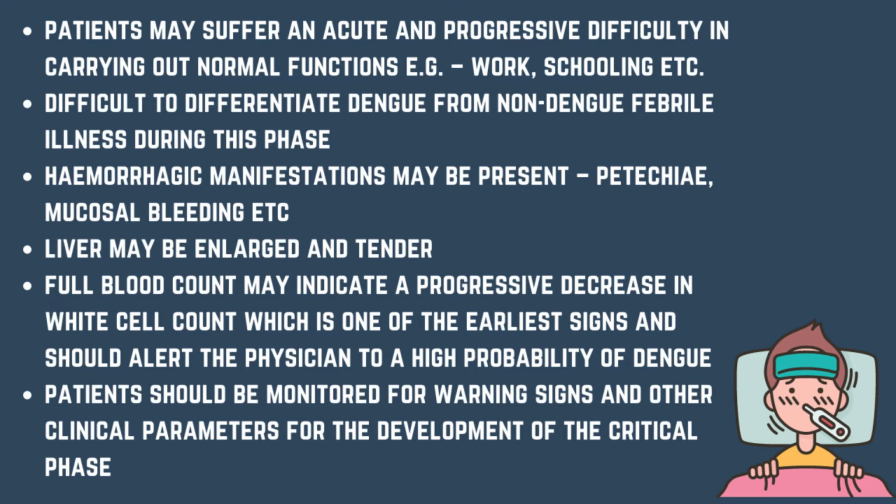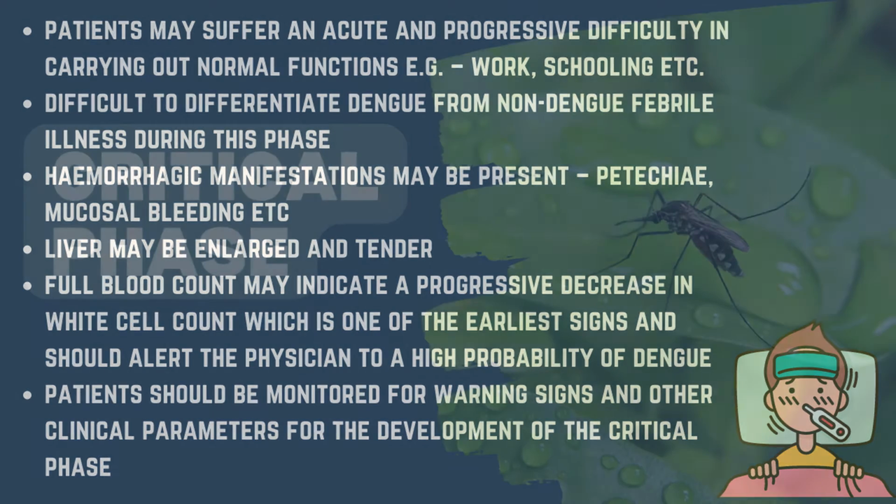Full blood count may indicate a progressive decrease in white cell count, which is one of the earliest signs and should alert the physician to a high probability of dengue. Patients should be monitored for warning signs and other clinical parameters for the development of the critical phase.